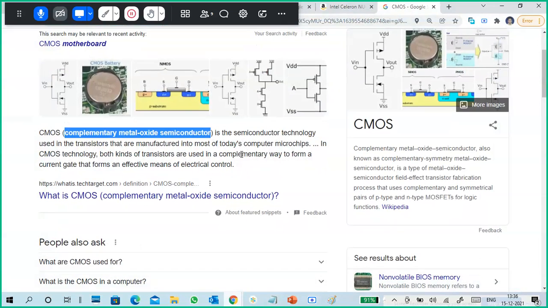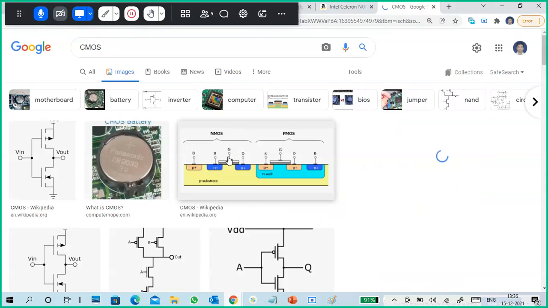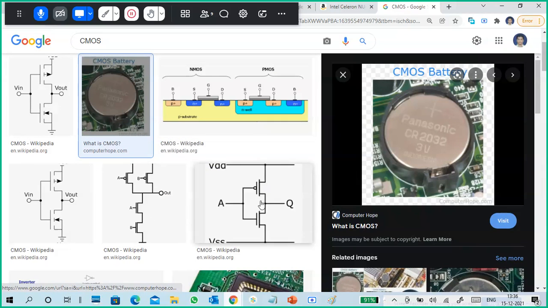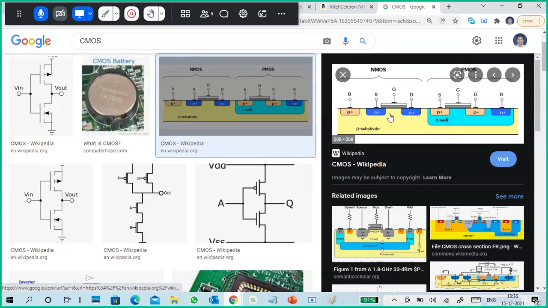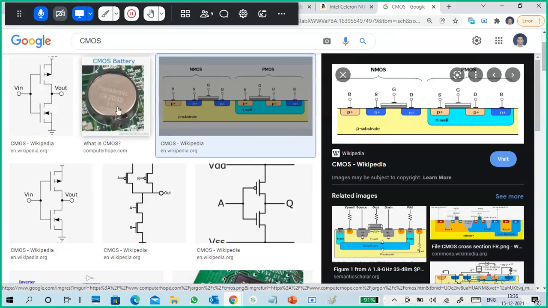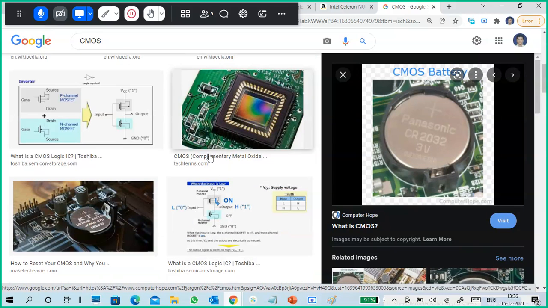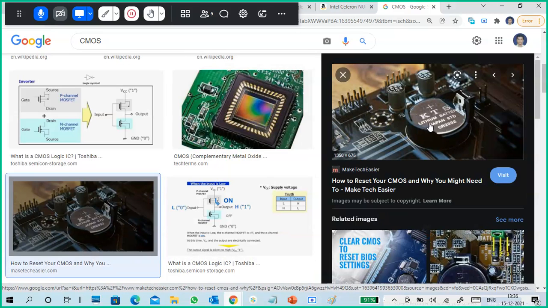So look at this CMOS battery. But if you see this circuit, these circuits use CMOS technology. This is P plus, N plus, a silicon material, but this is a 3 volt lithium battery, made up of lithium only. The CMOS chip is made up of silicon, and this is made up of lithium.